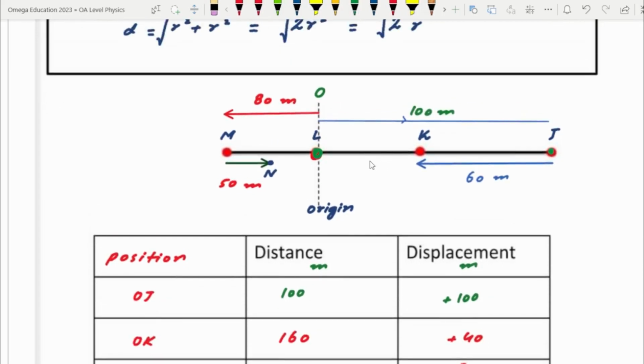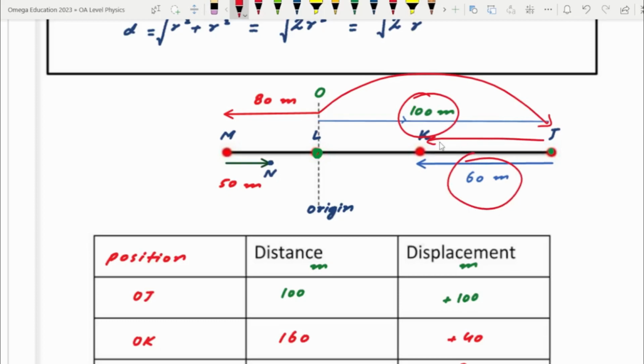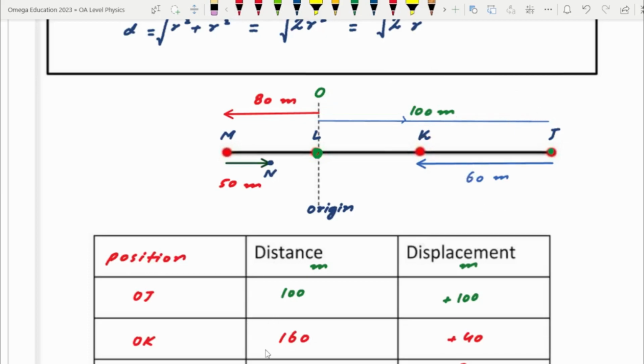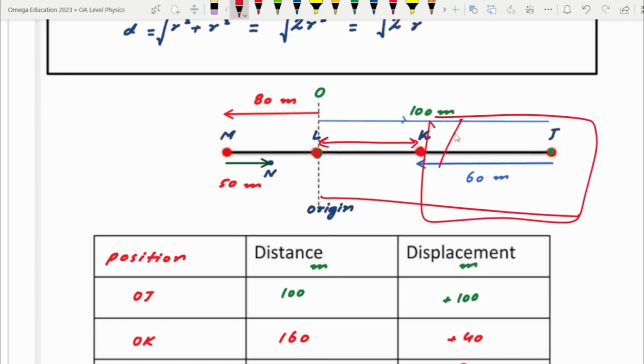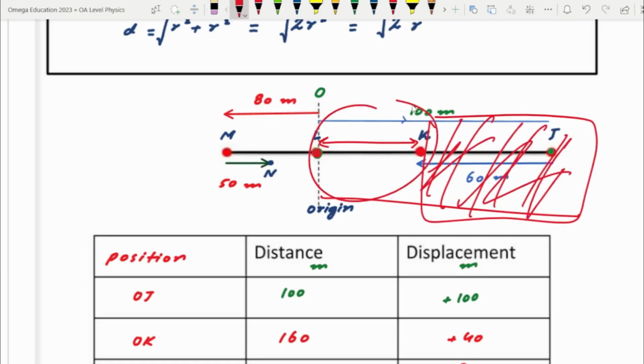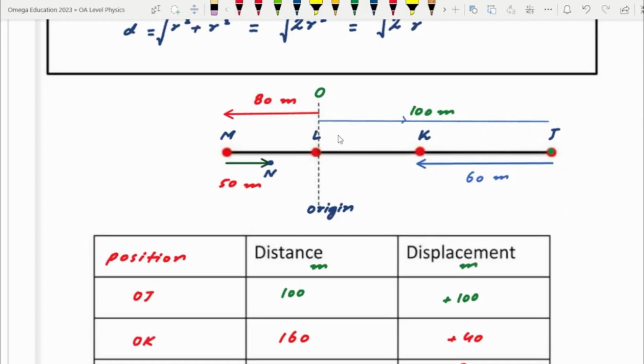Now after that we move from point O to J and then back to K. So we call it point K. We continue the motion. First we move towards the point J and then we move back to K. How much distance has been covered? You have covered a distance of 100 meters, and then as you move back towards the point K, you covered 60 meters extra. So the total distance was 160 meters. But if you have to tell the displacement between the points O and K, what is the shortest distance between these 2 points? It is the total 100 minus this distance. You subtract 60 from 100, you'll be left with 40 with the positive sign.